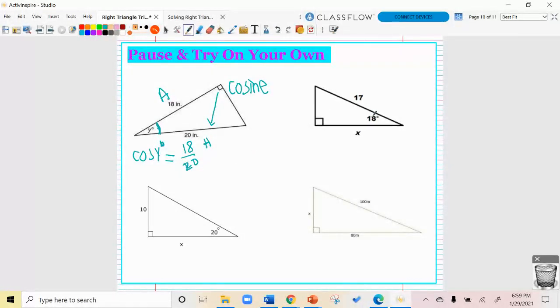What do we say over here? So let's label the sides. This side is the hypotenuse. This side is the adjacent. Oh, wow. So I'm using cosine again. Right? And so again, I could set something up like cosine of 18 degrees equals x over 17.